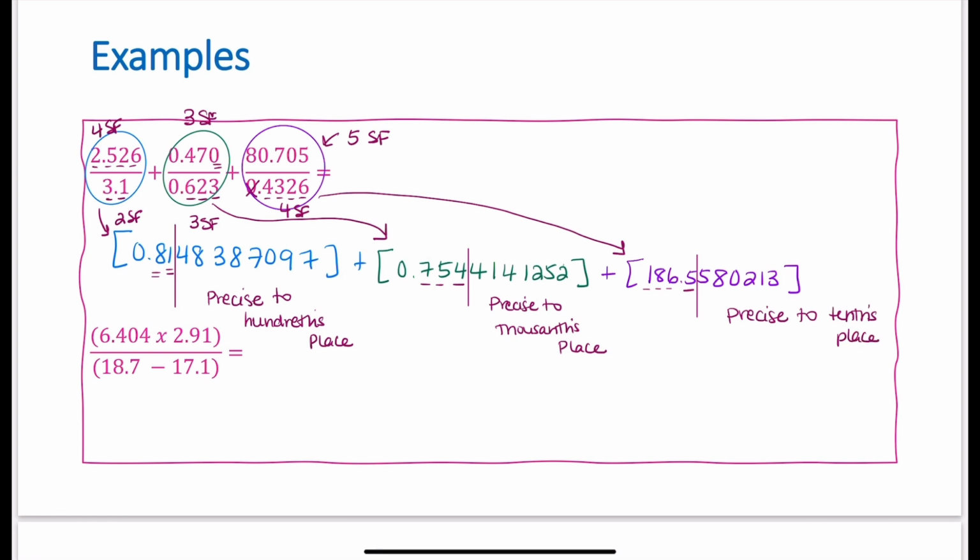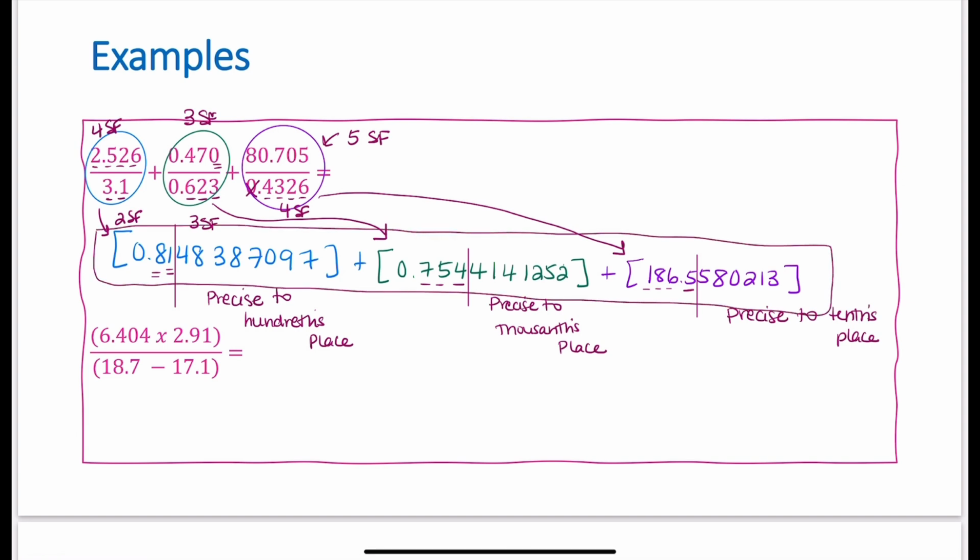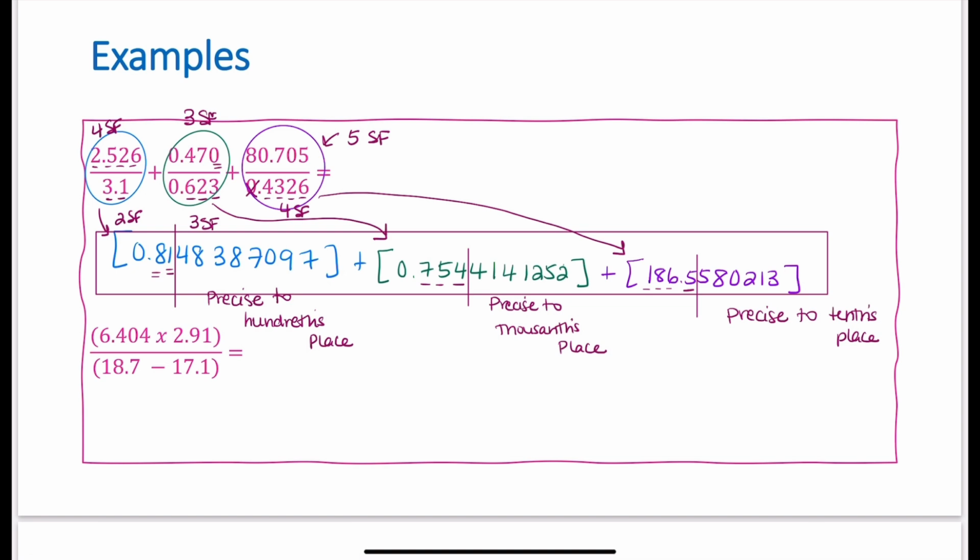The first decimal place. When I add all of these numbers together, so I take these numbers here and I actually add them together in my calculator, I get a calculated answer of 188.1272741. But again, that is my calculated answer, okay?